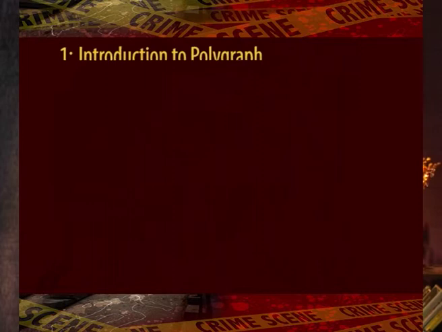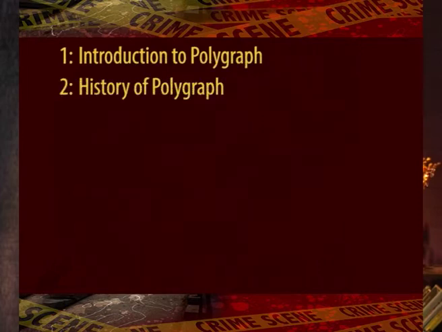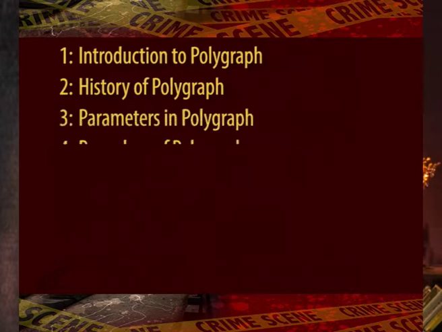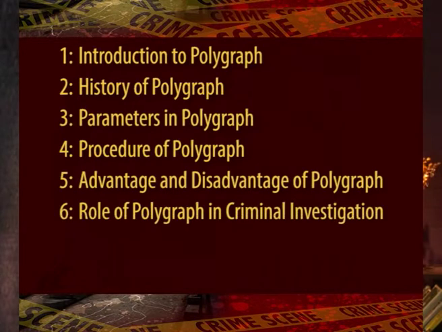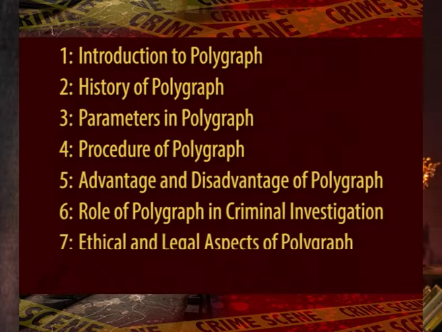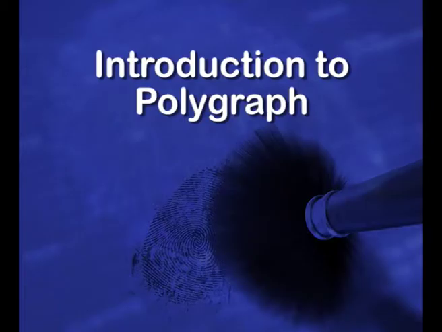The presentation in this episode will follow the following order. We'll start with Module 1, Introduction to Polygraph. Module 2, History of Polygraph. Module 3, Parameters in Polygraph. Module 4, Procedure of Polygraph. Module 5, Advantages and Disadvantages of Polygraph. Module 6, Role of Polygraph in Criminal Investigations. Module 7, Ethical and Legal Aspects of Polygraph. And finally, Module 8, The Conclusion.